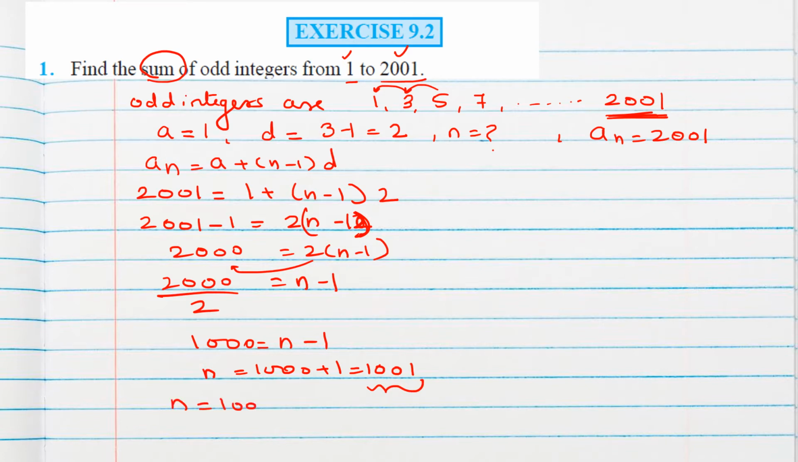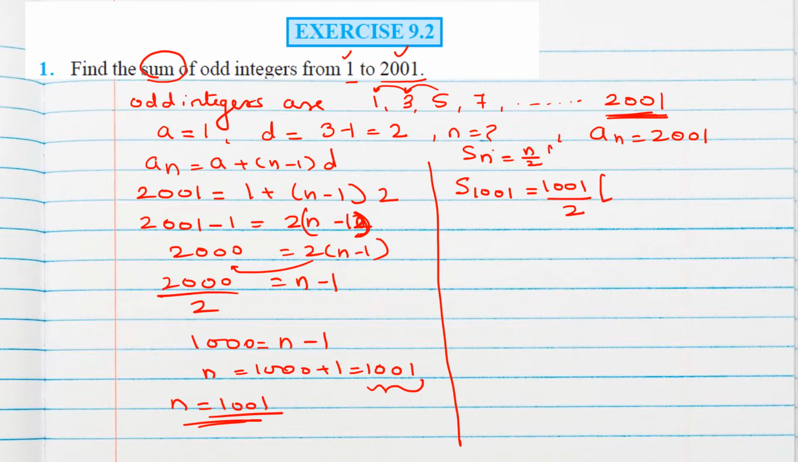Now to find the sum of these many integers, we should consider S of 1001. So S of 1001 will be 1001 divided by 2, we can use this formula, because we know the first term, which is 1, and the last term is 2001. So this formula we can use here instead of the basic formula. That also you can use, no problem, you will get the same answer, but here it will be easy.